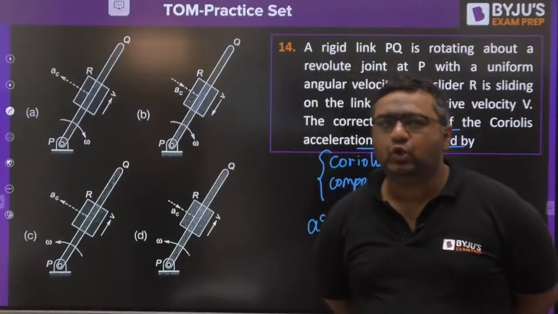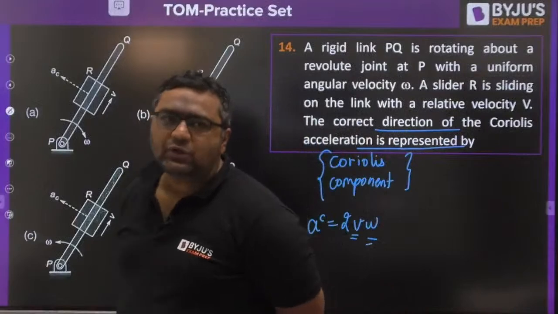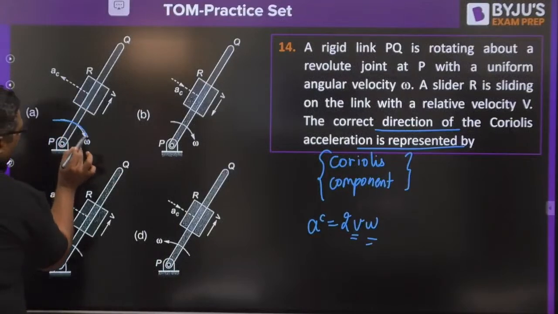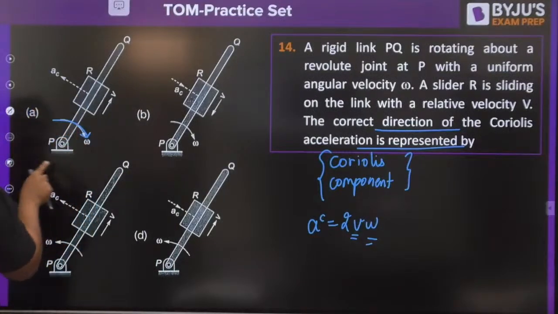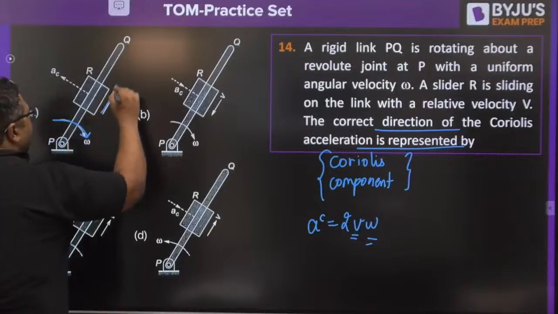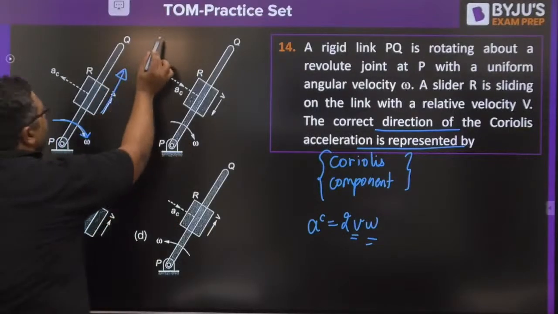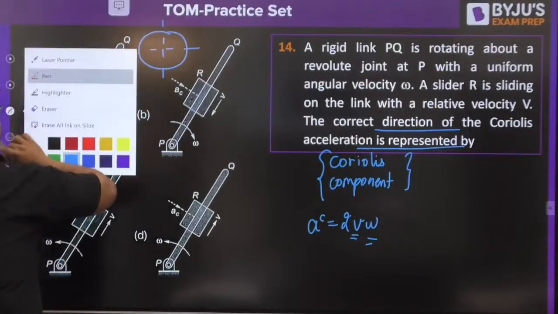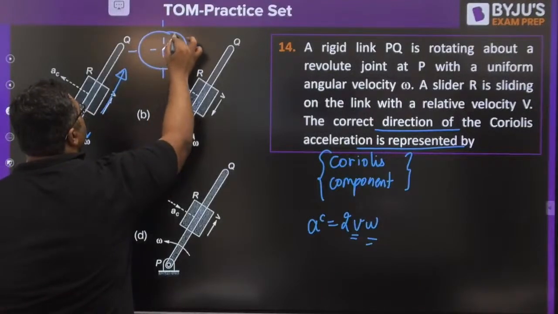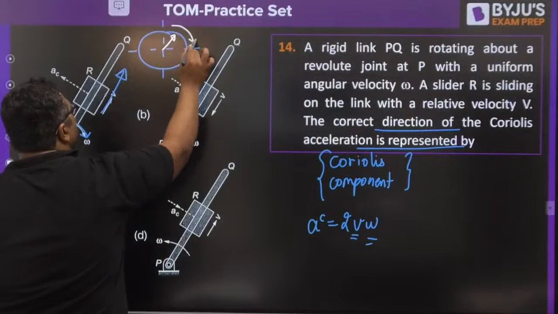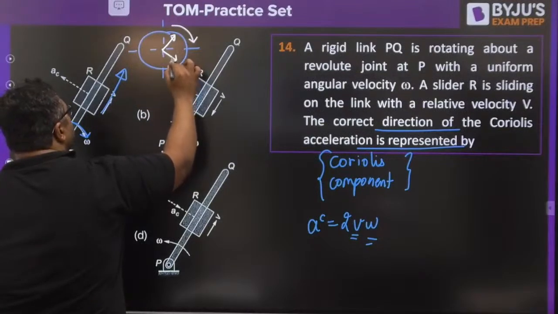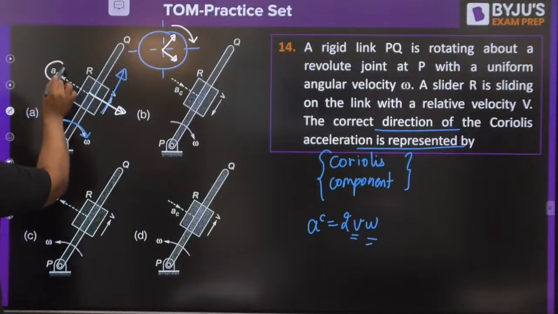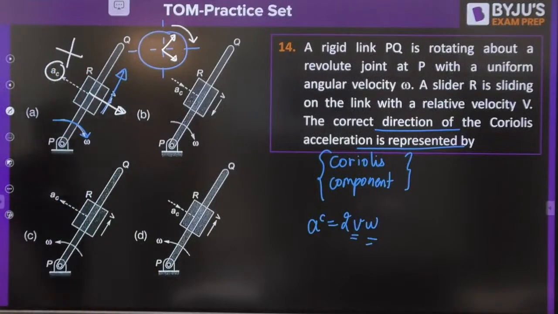So guys, you just need to do one thing. Rotate the velocity vector by 90 degrees in the sense of omega. You can see here omega is acting in clockwise direction. And this is the slider velocity. Just imagine the clock. When you imagine the clock, if this is the position, clockwise would be in this way. So 90 degree clockwise rotation will give this direction, but the direction given is this, which is wrong. So A is not the correct answer.